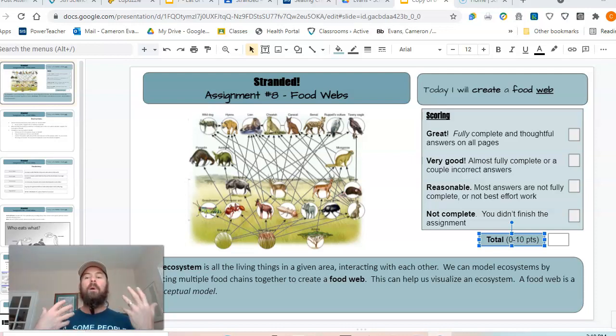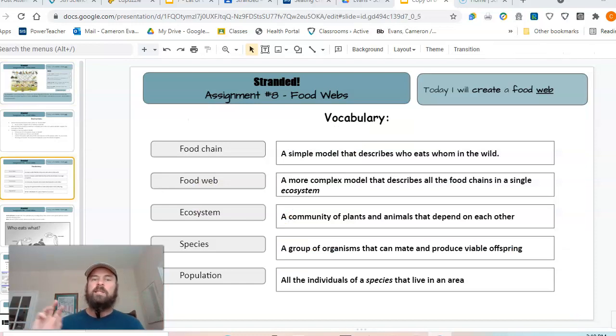We can model ecosystems by placing multiple food chains together to create a food web. So food chains are what we start with, but a food web is our bigger model of an ecosystem. And this can help us visualize an ecosystem. A food web is a conceptual model. Okay, so we're going to start by getting some of our vocabulary down and specific.